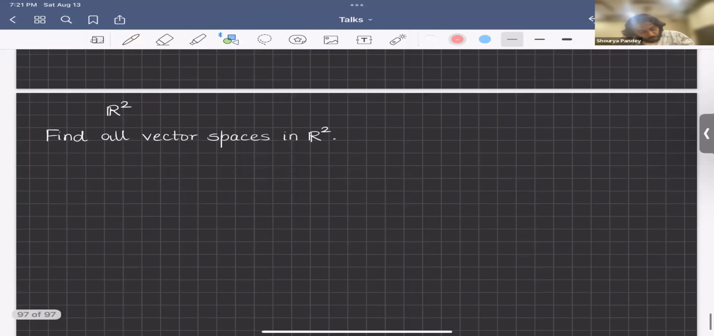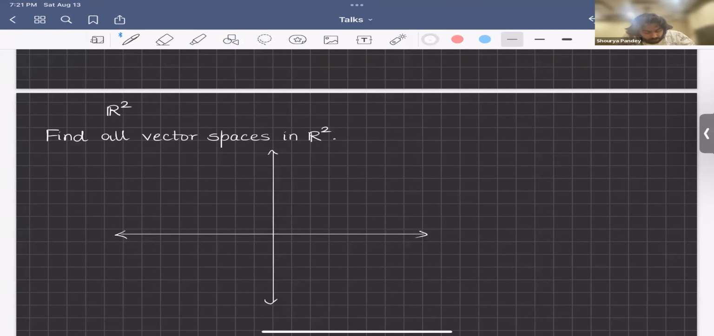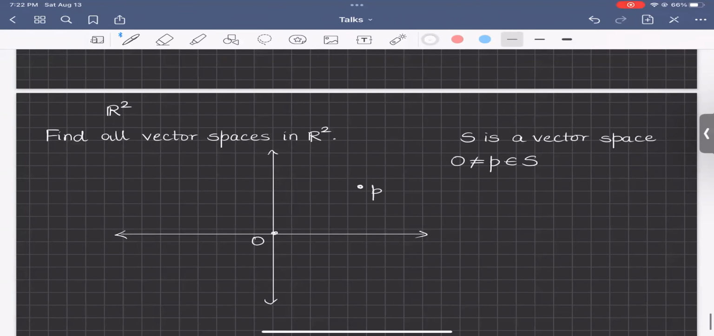Now, here's my point. Suppose I have a vector space which is not just the origin, not just the singleton set containing the origin. It has some point P which is not the origin. Then what can you say about the set itself? Well, let's say S is a vector space. I know that. And suppose I know that P is a point different from 0 in S. Then what other elements do I necessarily know are in S? The entire line OP. Yes, exactly.